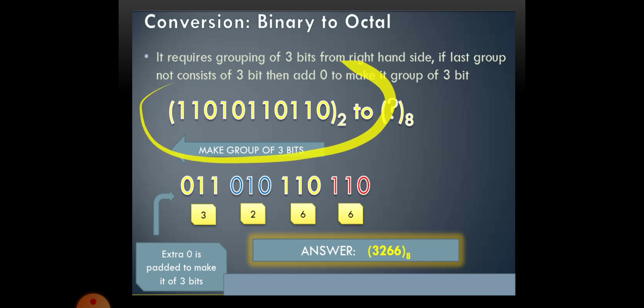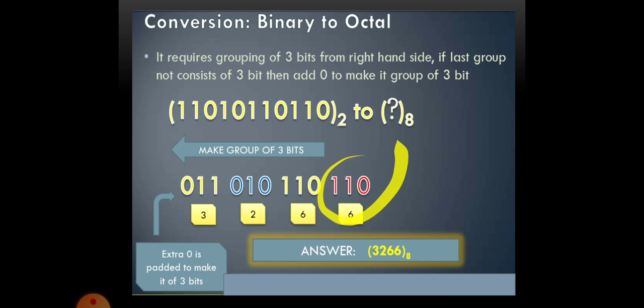So this is the given number. This has to be grouped from the rightmost side into 3. So this 110 is grouped into 3, then 110 again, then 010, then 11. Here 11 has only 2 bits, right? To make it octal, the only thing you need to do is put 0. That's all.